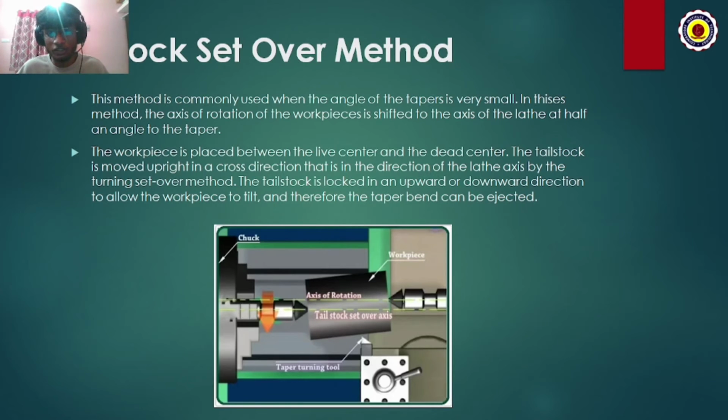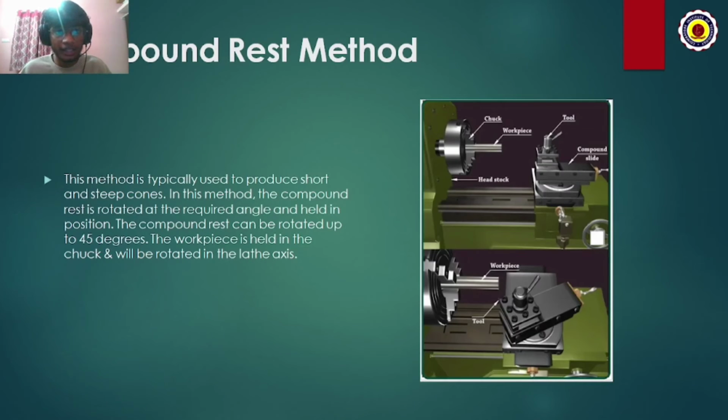The workpiece is placed between a live center and a dead center. The tailstock is moved in the cross direction, that is perpendicular to the direction of the lathe axis, by the set over method, and the tailstock is shifted in an upward or downward direction to allow the workpiece to tilt, and therefore a taper turning can be performed on the workpiece that is set between the live center and the dead center.